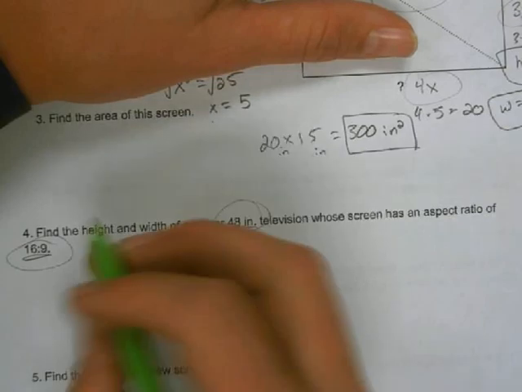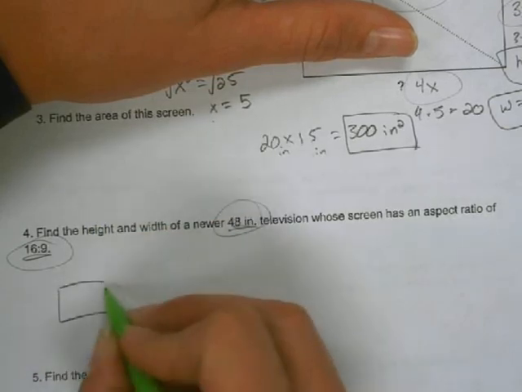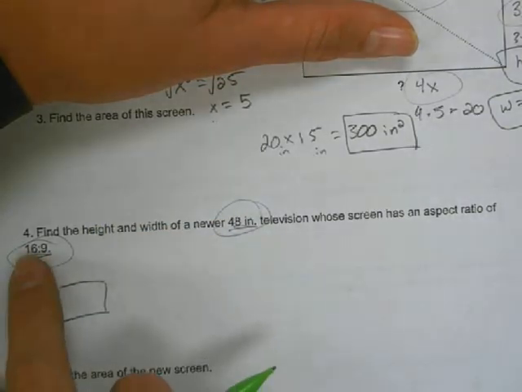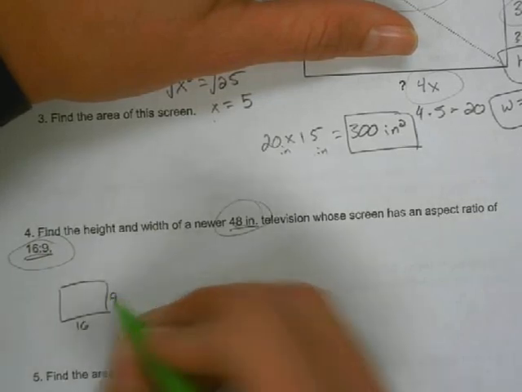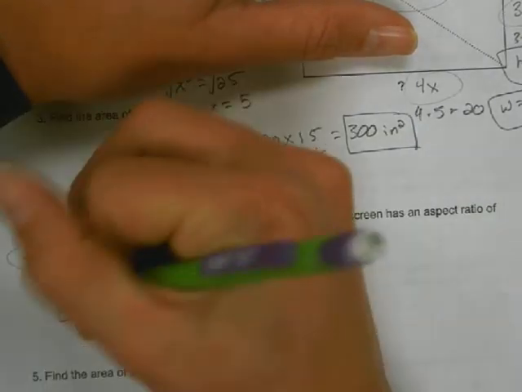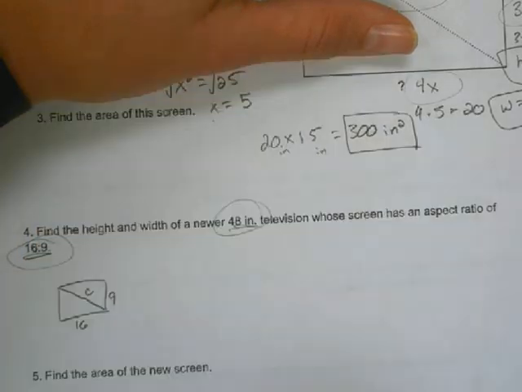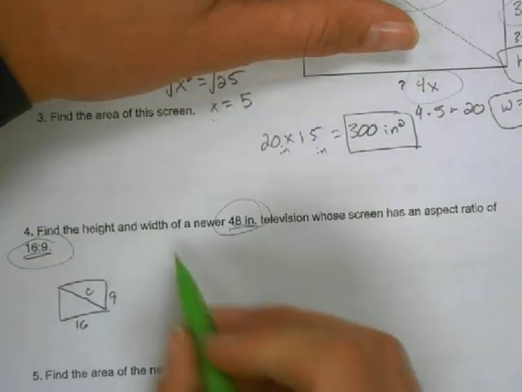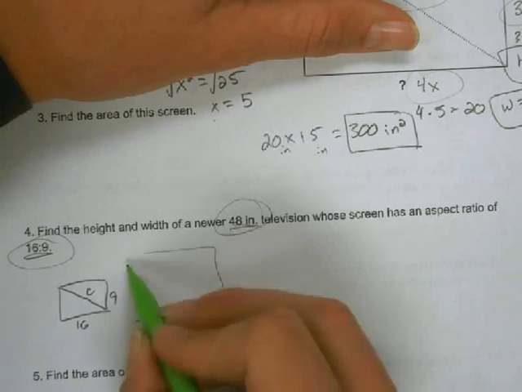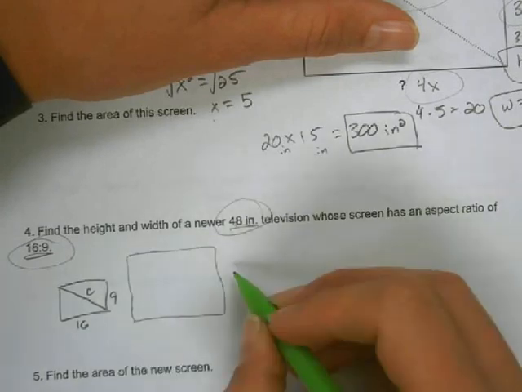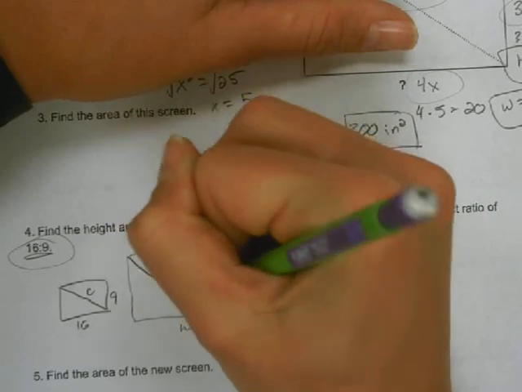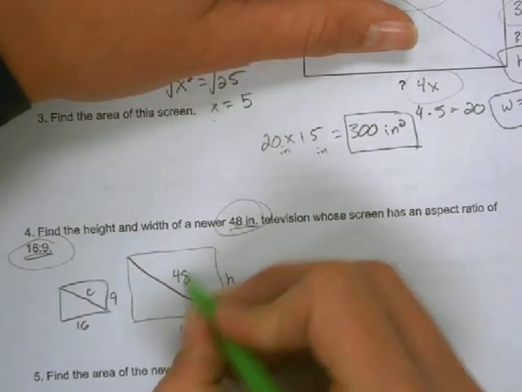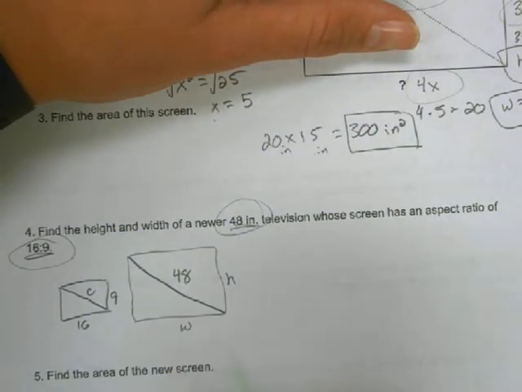So we've got our little tiny TV, and we just make these the dimensions. This thing is going to be 16 in width by 9 in height, and then that makes the diagonal something we don't know. But then we've also got our big TV, and we don't know the width, we don't know the height, but what I do know is that this is 48, because this is a 48-inch TV.